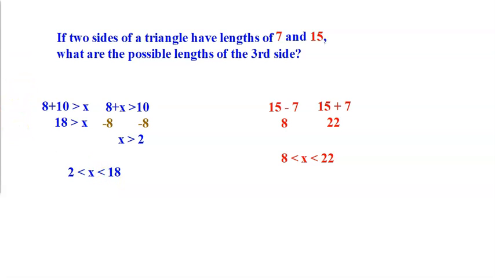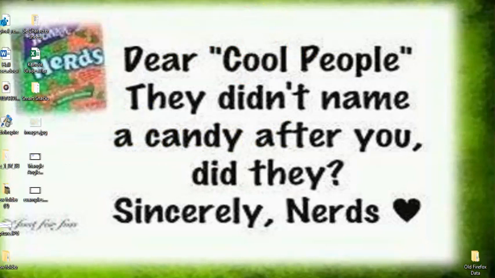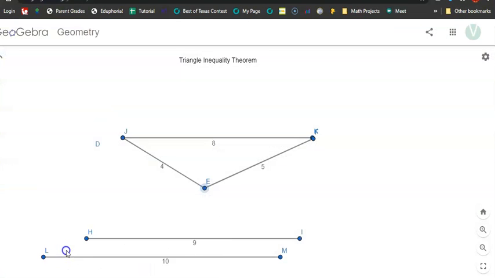Okay. Next thing we're going to look at is the Hinge theorem. This says if two sides of one triangle are congruent to two sides of another triangle, and the included angle of the first is larger than the included angle of the second, then the third side of the first triangle is longer than the third side of the second triangle. Yeah, that's a lot of math talk. So let's just take a look at this.